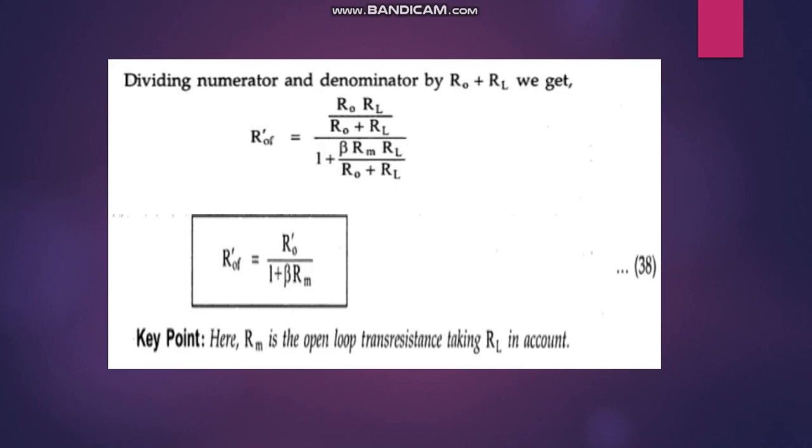In the next video we are going to see the comparison between these feedback amplifiers. Next, the identification of feedback topology and the Nyquist criterion, which comes under the first unit. So in the next video we are going to see this.